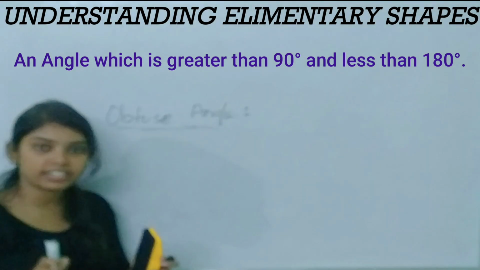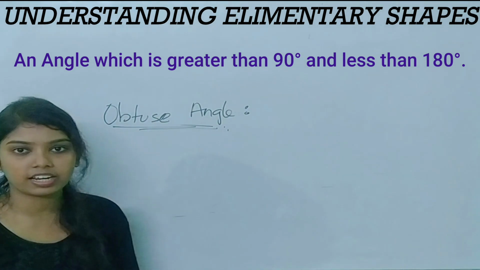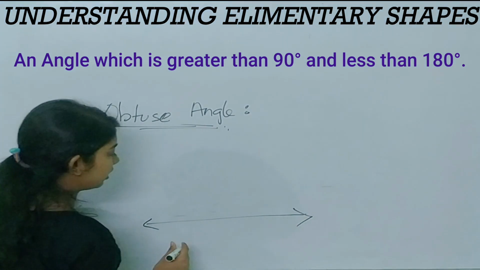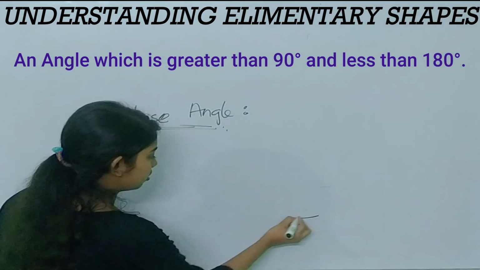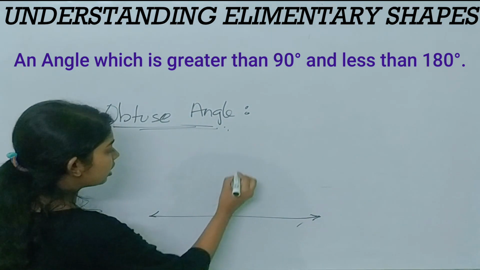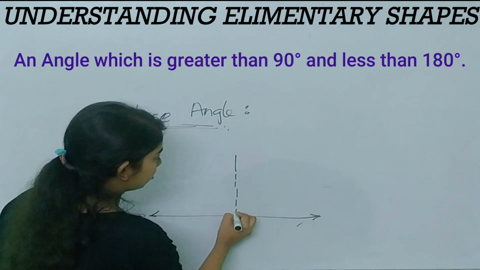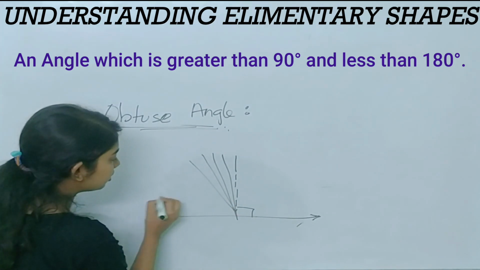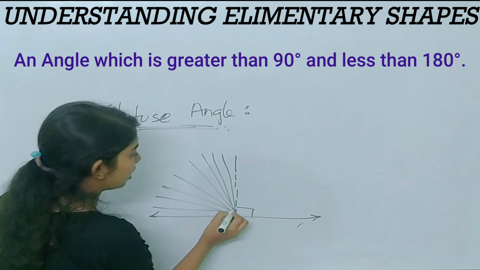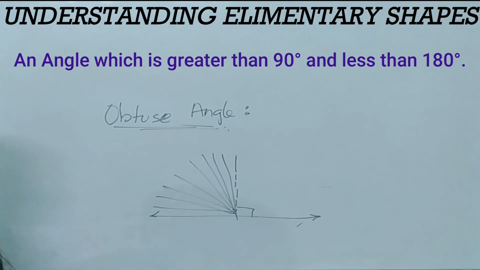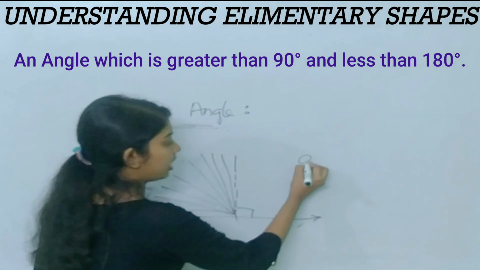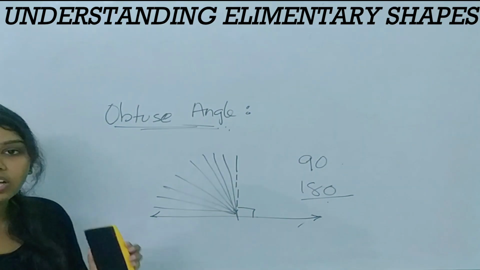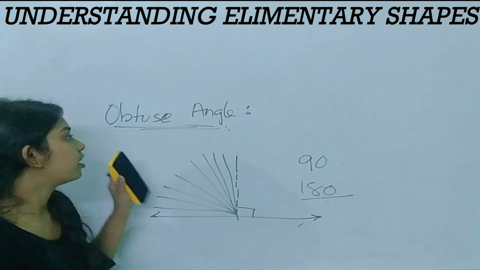An angle which is greater than 90 degree and less than 180 degree is called obtuse angle. This is a straight line. Here if I draw a dotted line of 90 degree, all the angles which are greater than 90 degree but less than 180 degree comprise obtuse angle. So what are obtuse angles? The angles which are greater than 90 degree but less than 180 degree. Alright. Now we will go for the third angle, that is reflex angle.